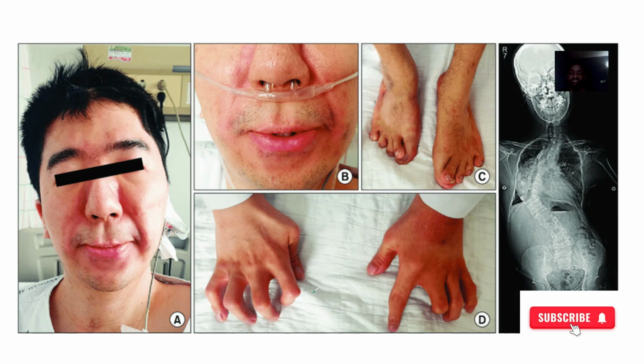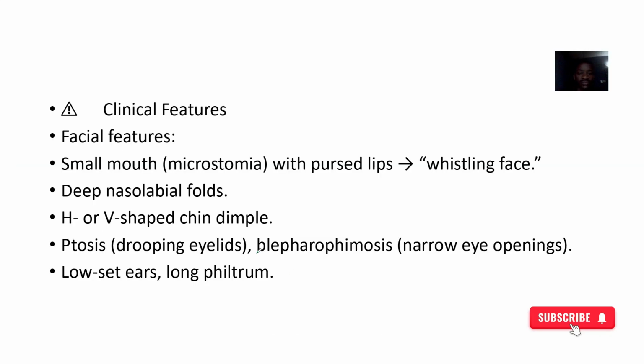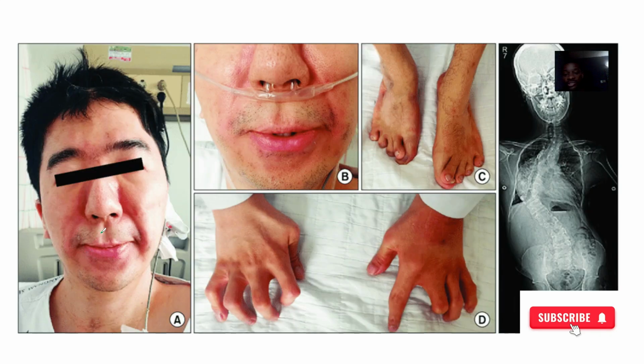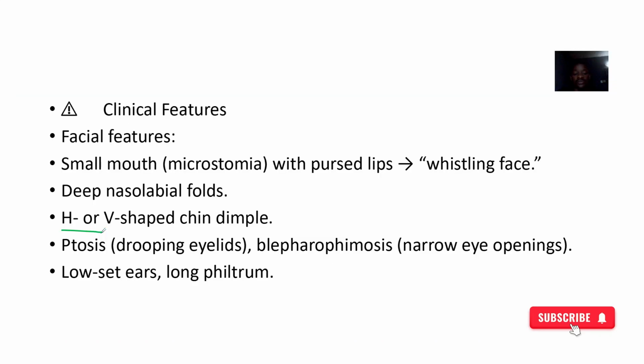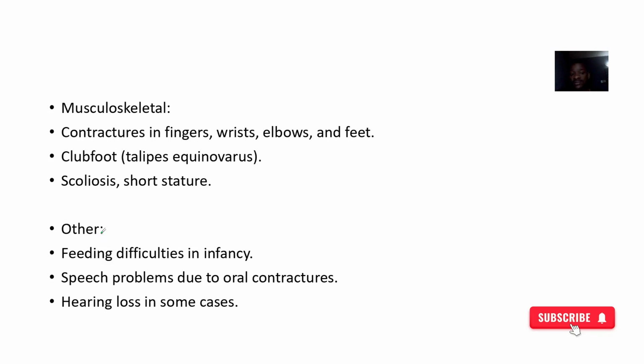So clinical features: you have a small mouth with pursed lips, a whistling face, deep nasolabial folds, a H or a V-shaped chin dimple, this dimple here, due to muscle contractures. Ptosis, your eyes are drooping, blepharophimosis, narrowed eye openings, then low set ears.